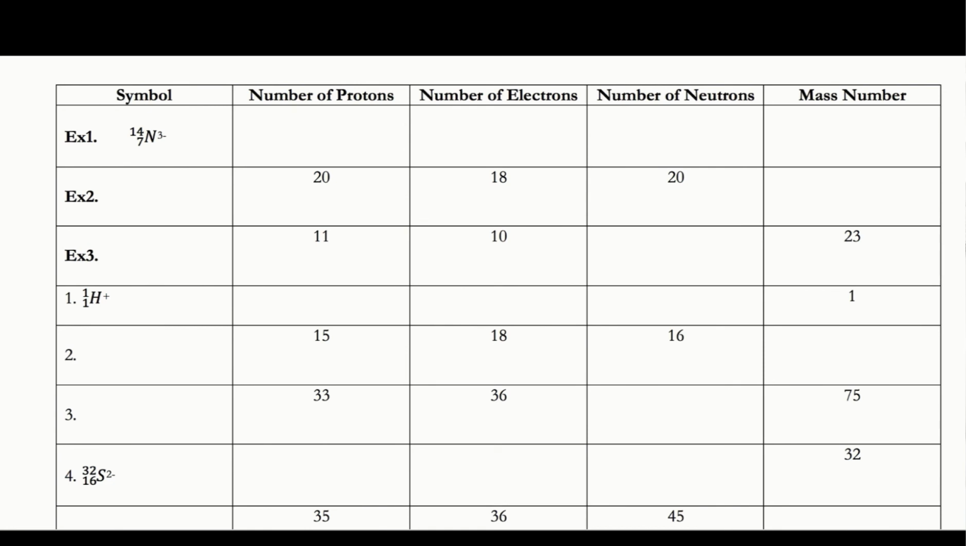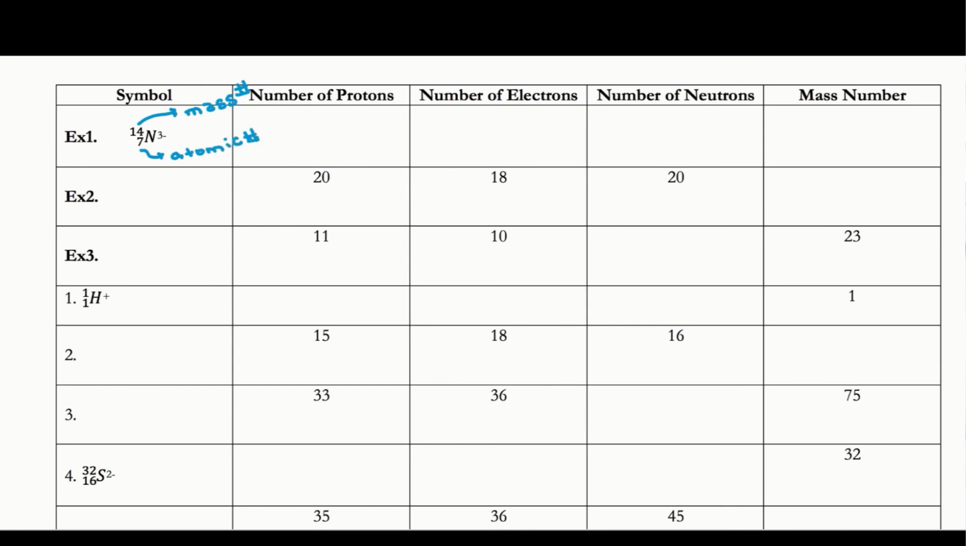So let's see how we actually apply this concept of protons, neutrons, electrons, and mass number. If I gave you a symbol that looks like the one from example 1, let's talk about what each of these values represents. This number up top is your mass number. Remember, that is your protons plus your neutrons. Okay? The number on bottom is your atomic number, which remember is simply your number of protons.